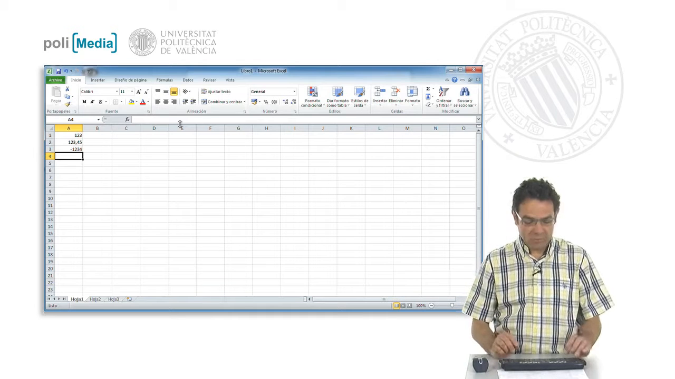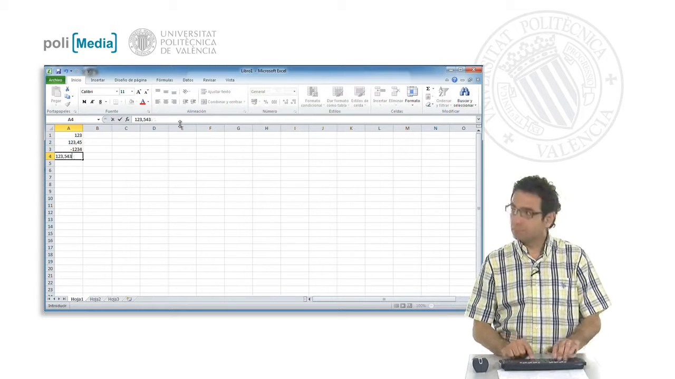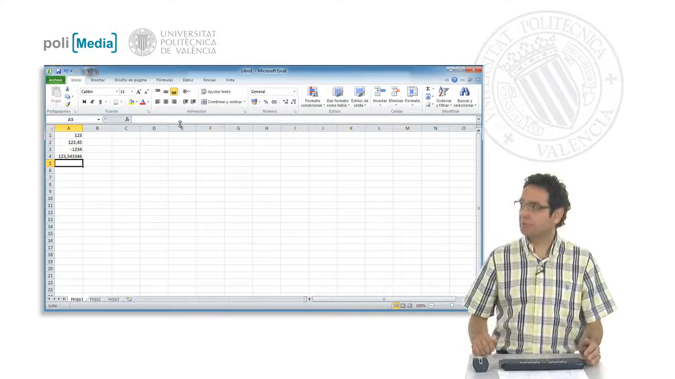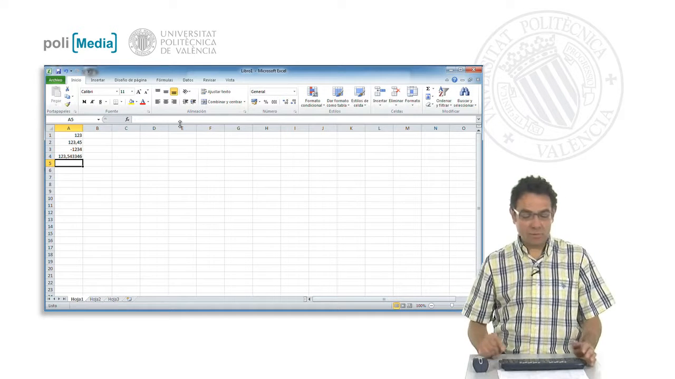When entering decimals, I can introduce numerous decimal places. Excel works with a large number of decimal places. It will show me the ones that are meaningful within the column.